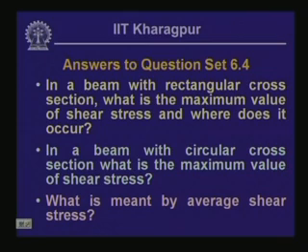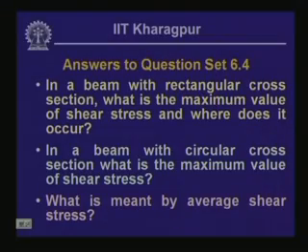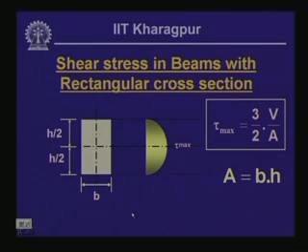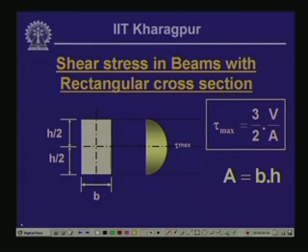In the last lesson we had discussed aspects of shearing stresses, and hence the questions pertain to that. The first question is: in a beam with rectangular cross section, what is the maximum value of shear stress and where does it occur? Let us look once again at a beam having a rectangular cross section of width b and height h. When subjected to loads and thereby shear forces, it is subjected to shearing stress, and the distribution of the shear stress is as shown.